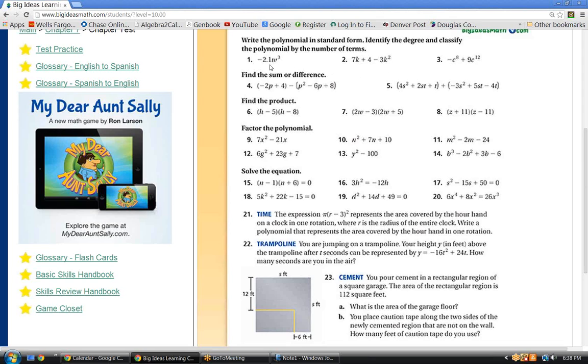What's the degree of 1? It says identify the degree and classify the polynomial by the number of terms. So what is the degree on this one here? What do you mean by degree? It's asking you what is the highest exponent that you see? Oh, 3. Okay. How many terms are there? 2? 1, actually. This is considered 1. If they're multiplied together, it's considered 1. If they're added and subtracted, in other words, there's 3 terms there.